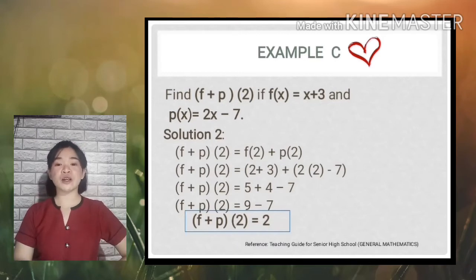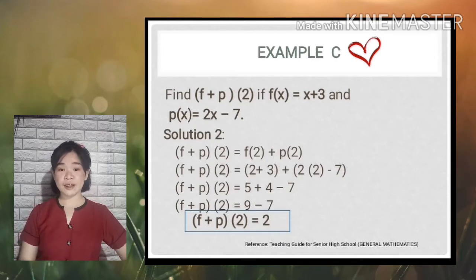So it does not matter which solution you are going to use. As long as we came up with the same answer, we don't have a problem. Okay? So if you know any solution aside from this, it does not matter as long as we do not break any law in math. Okay? Got it clear? Do you have any questions? If you have questions, you can comment.